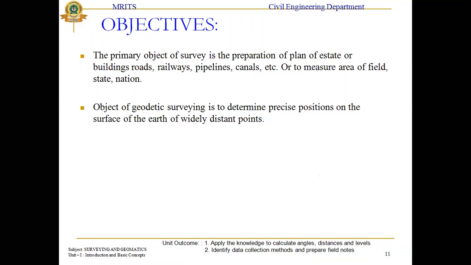Coming to the objectives, the primary objectives of surveying are the preparation of the planning of the establishment, building work, roadworks, railways, pipelines, canals, etc. Measuring the field of the states and nationals will be given for the different central, state or national purposes. The first objective is which purpose the survey will be used for: building survey, road survey, railway survey and pipeline. Why are you selecting the building survey? Building survey requirements will be changed, road survey will be changed, next railway will be changed, pipeline also changed, canals also changed.